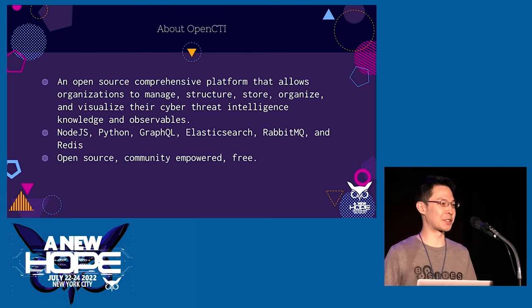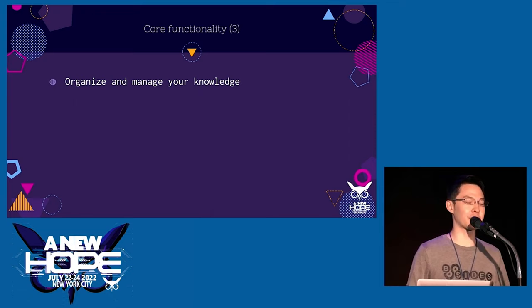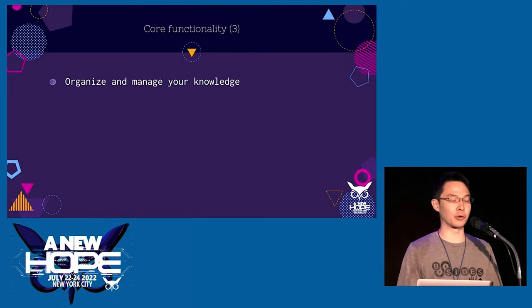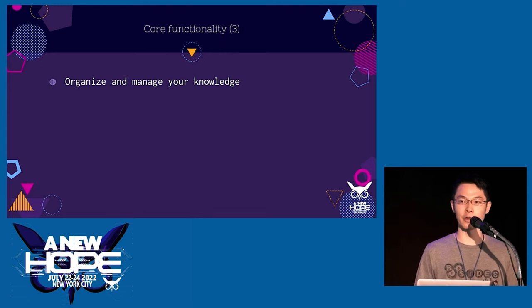So the core functionality of the platform divides into essentially three parts. The first being the ability to organize and manage your knowledge. So, an InfoSec team may have intelligence people working under you, and your intelligence team will have to save their work, do their work, conduct their research, be able to deliver deliverables in one sense or another.